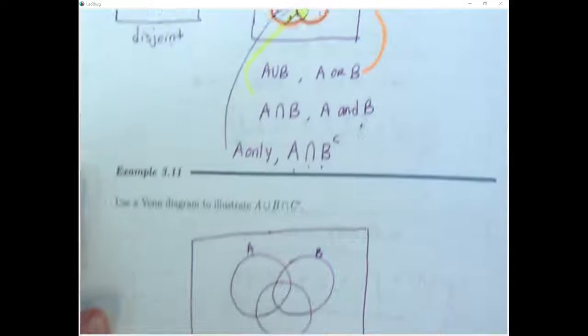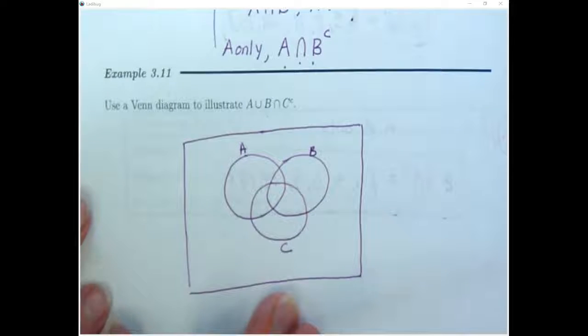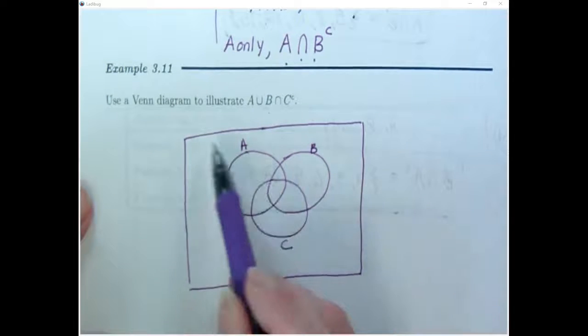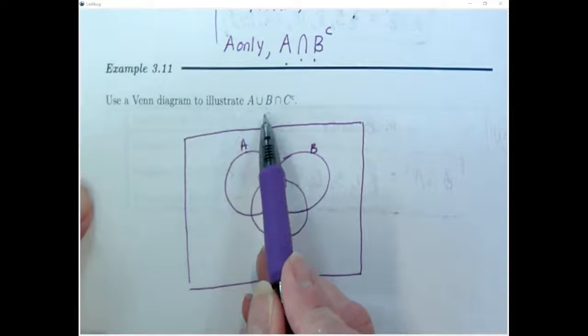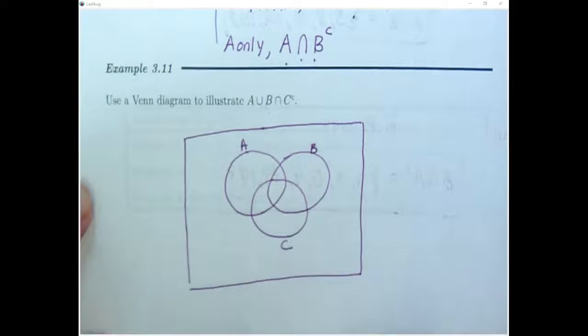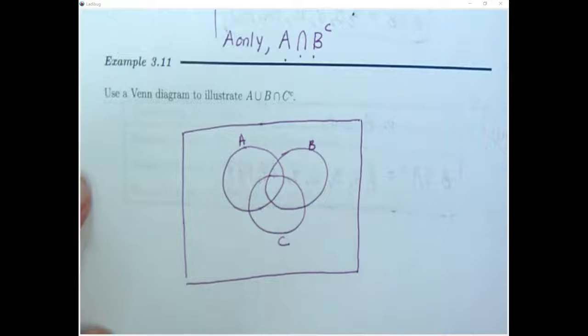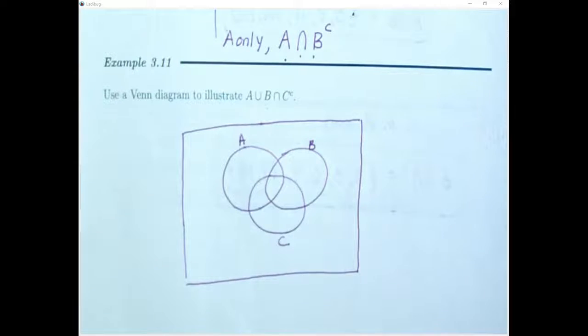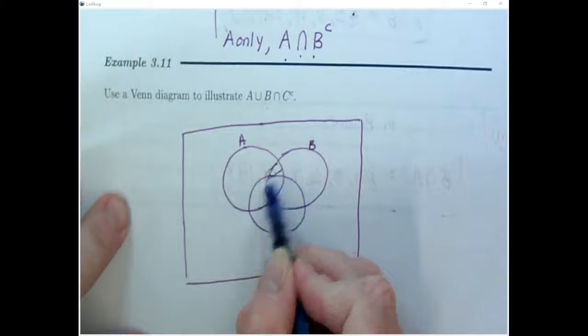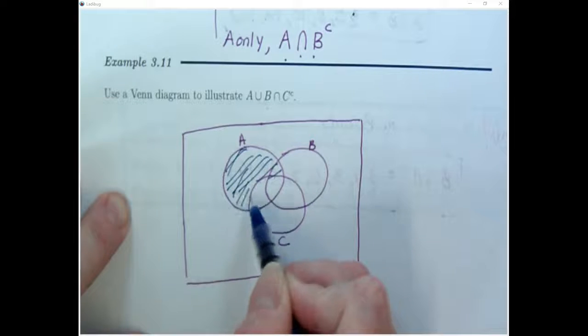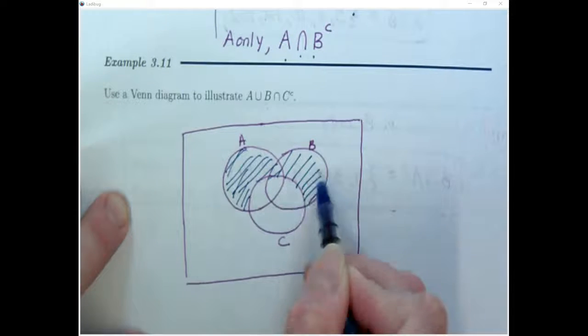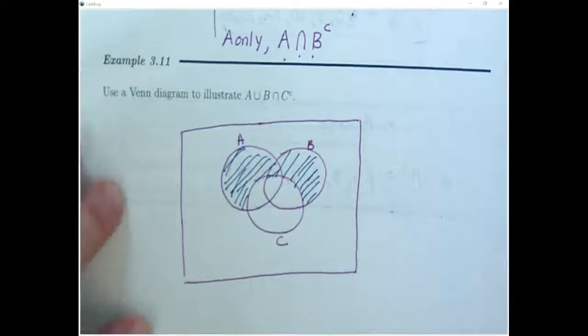Let's do this example here, 3.11. Use a Venn diagram to illustrate A union B intersect C complement. So what we want to show here is, think of it as Mickey Mouse ears, that we want everything in A and B, but not any elements of C. I should say A or B. So I want these pieces right here. So if I were going to outline that, it looks like just the ears of Mickey.